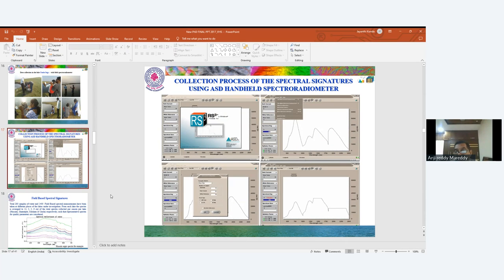These are the spectral signatures after collecting the data, and you see how the curves look for water bodies. For any water body, you can see the water absorption bands, the troughs, the number of valleys. All those valleys are called the water absorption bands. And using the spectral radiometer, this is how the curves look.